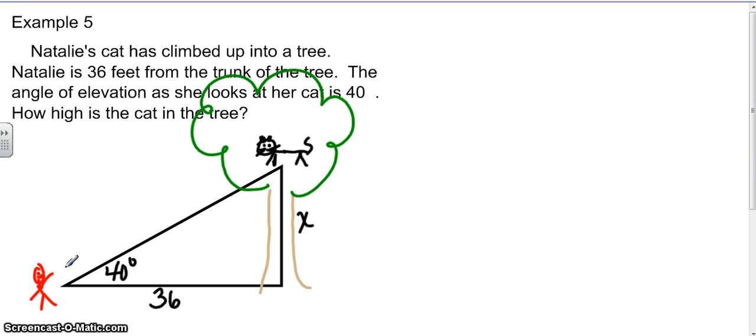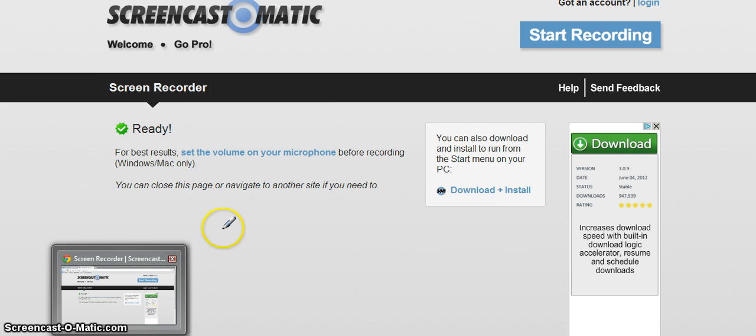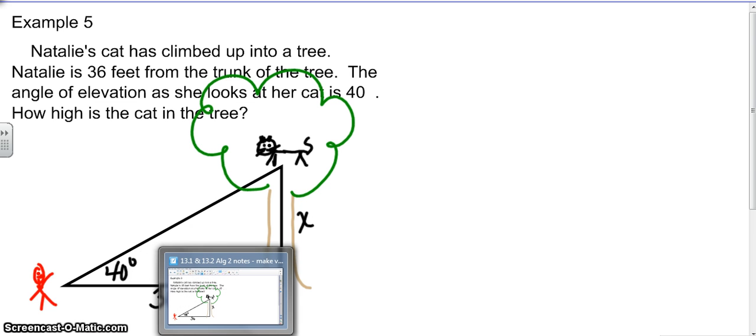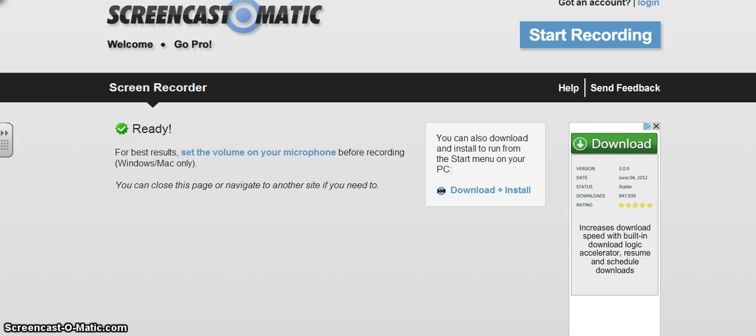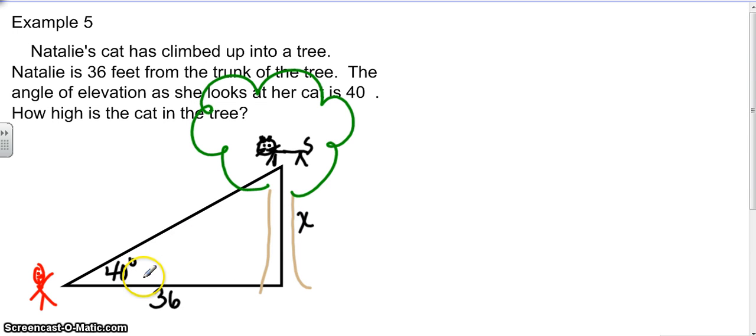this problem by thinking about Natalie and her cat, the 40-degree angle. This is the angle. This is your angle of elevation. Remember those two parallel lines cut by the transversal? This is your 40 degrees angle of elevation. She's 36 feet from the trunk of the tree, and we need to figure out how high the cat is.